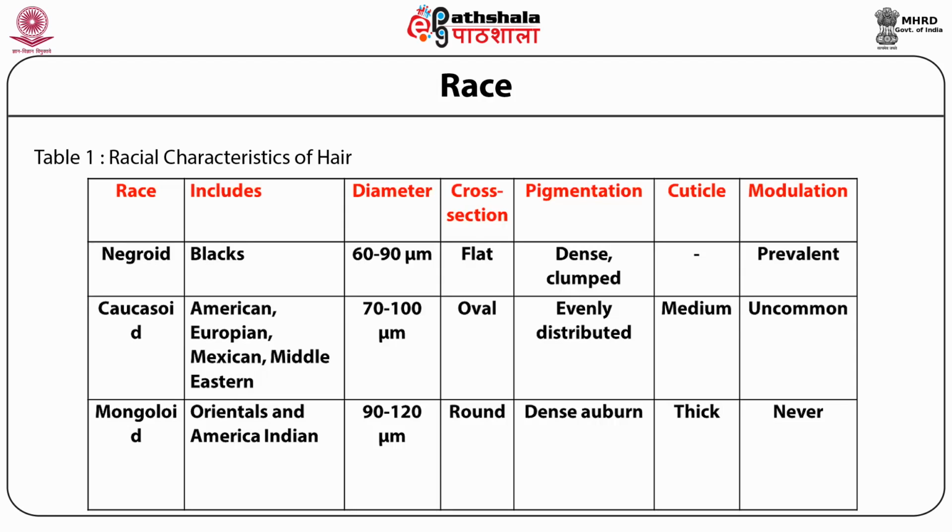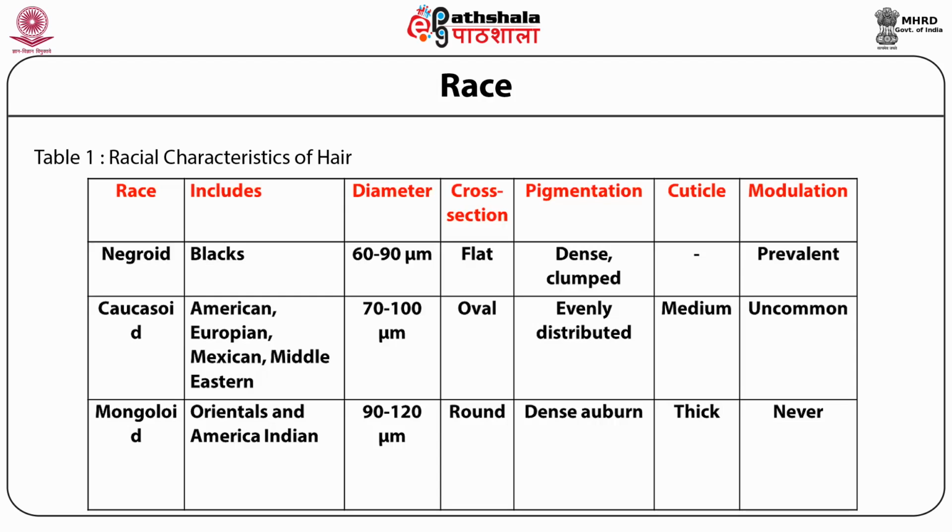Then we see that in the table, we have taken the diameter, cross-section, pigmentation, cuticle, and medulla. Now, the first example is the Negroid. The diameter varies from 60 to 90 micrometers. Cross section is flat. Pigmentation is dense and clumped. Cuticle is thin. Medulla is sparse.